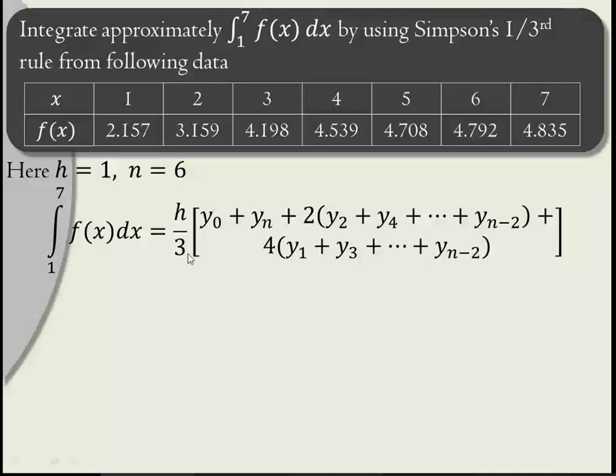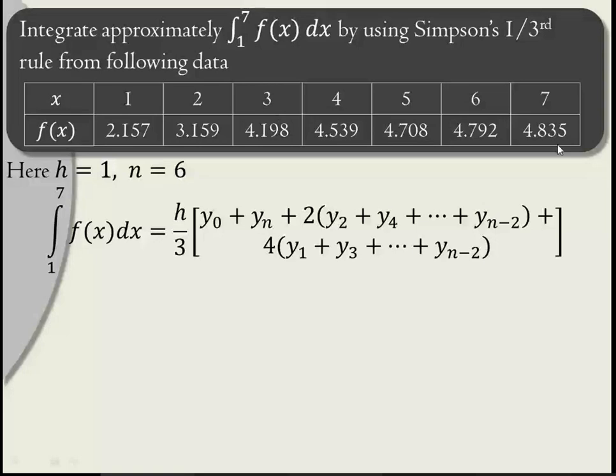3 times y0 plus yn plus 2 times the even values of y, y2, y4 up to yn minus 2, plus 4 times the odd values y1, y3 up to yn minus 1. Now put in the values: first value plus last value of y, 2 times the even terms y2, y4, like that. So this is y0, y1, this is y2, this is y4. This value is already taken, so don't take the last values again.